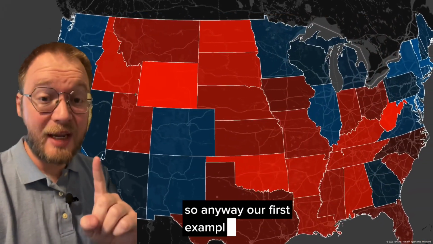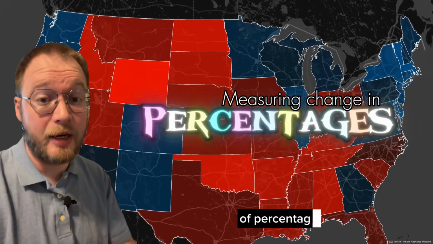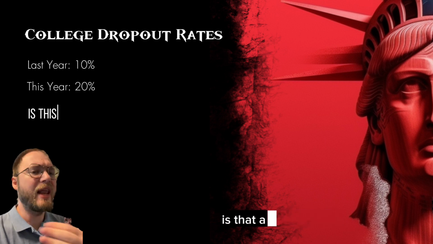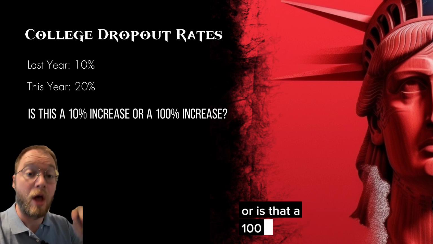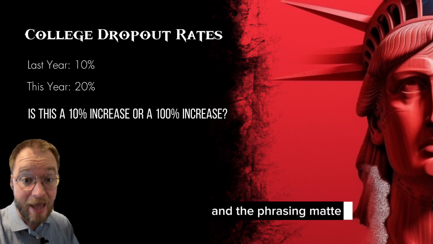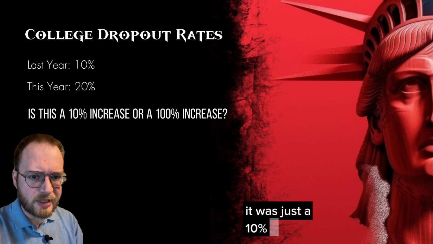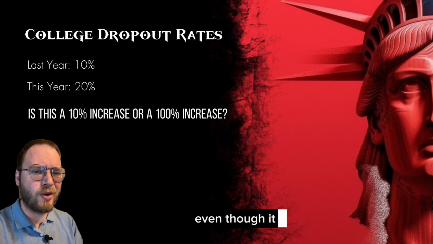But anyway, our first example is measuring the increase of percentages. Let's say last year college dropout rates were at 10%, but this year it doubled to 20%. Is that a 10% increase or is that a 100% increase? And the phrasing matters a lot. There are going to be a lot of people who say, oh, it was just a 10% increase, not anything to worry about, even though it literally doubled.